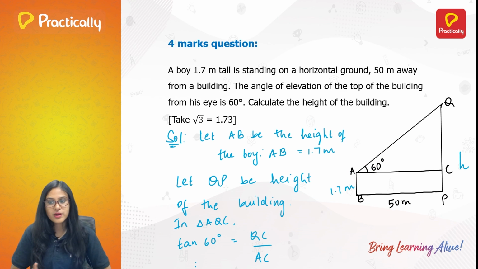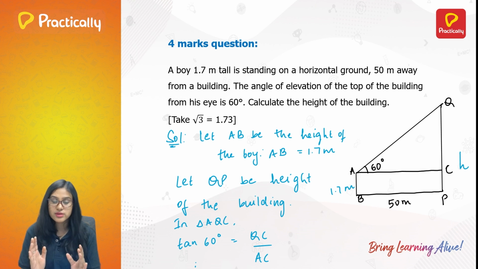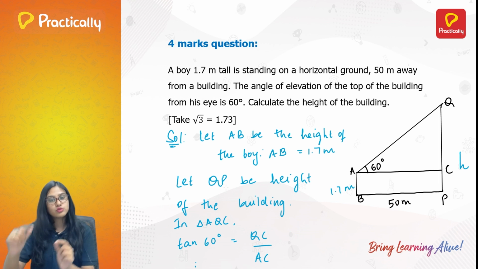Next, a 4 marks question. A boy 1.7 meters tall is standing on horizontal ground 50 meters away from a building. The angle of elevation of the top of the building from his eye is 60 degrees. Calculate the height of the building. Take root 3 equals 1.73. Whenever they give root 3 equals 1.73, you shouldn't leave the answer in root 3. You have to substitute root 3 equals 1.73, then get the answer, right?